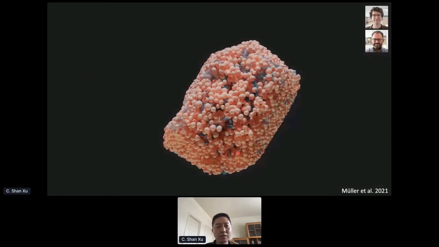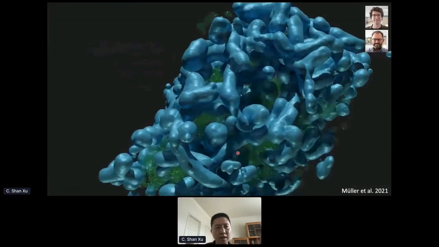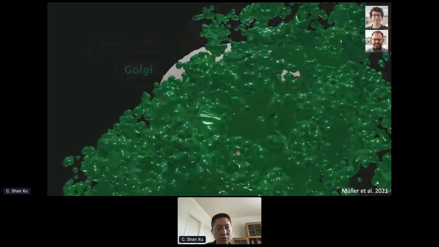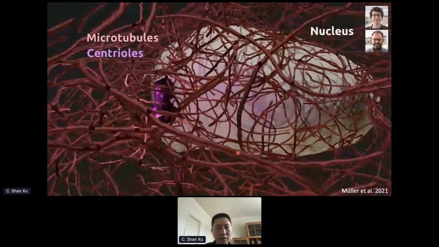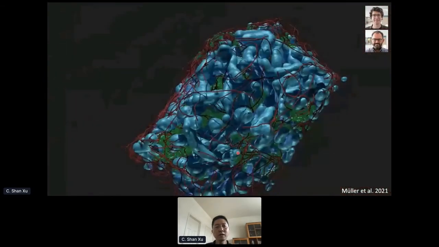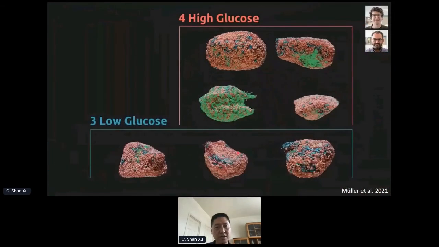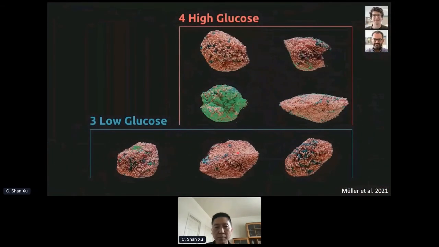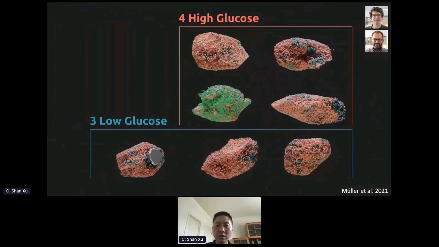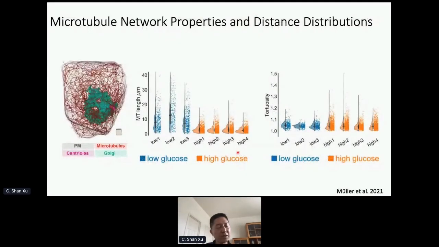As you can see, secretory granules are the majority of them. They're colored in orange. There are actually 5,000 to 10,000 of them in one of these cells. Now you're seeing the green Golgi and microtubules, the main characters of this study. So after the cell is segmented, we imaged a total of 7 cells, as I said. 4 of them are high glucose condition, and 3 of them are low glucose condition, so that they can do the comparison.